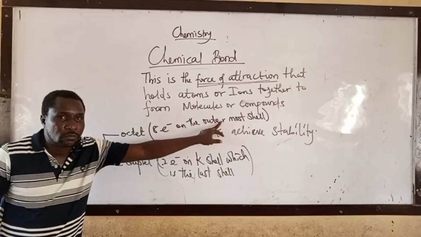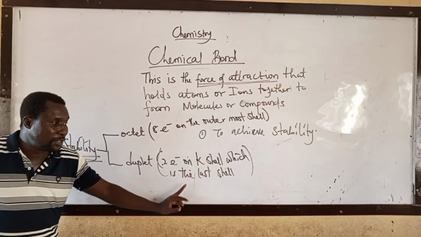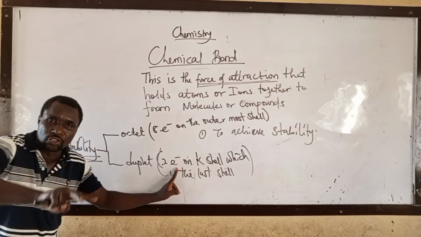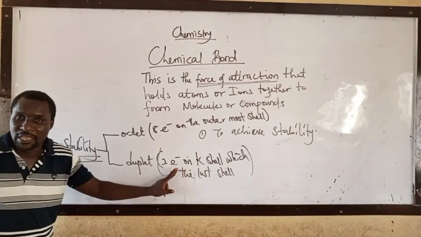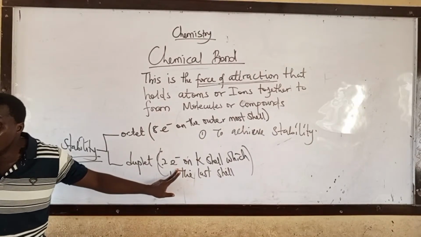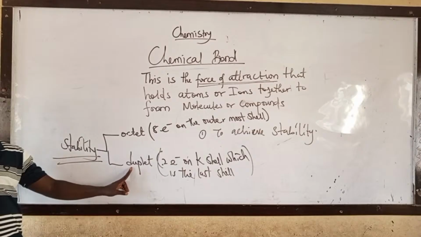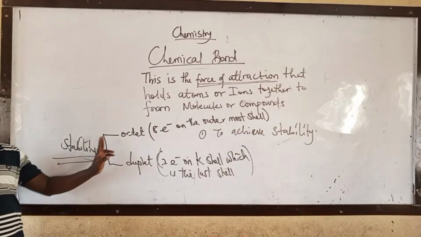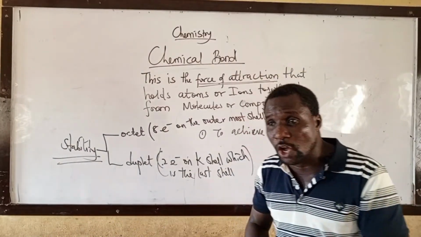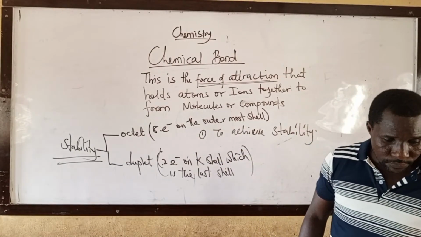Or form a duplet. Duplet means when you only have 2 electrons on the K shell, and that K shell must be the last shell. Take note, K shell can only take 2 electrons. You are still coming to that topic under quantum numbers. When you have 2 electrons on K shell, and that K shell is the last shell, that means the atom has formed a duplet. That means the atom is stable. Stability means formation of octet or duplet. That is one of the reasons why atoms undergo chemical bonding, to achieve stability.